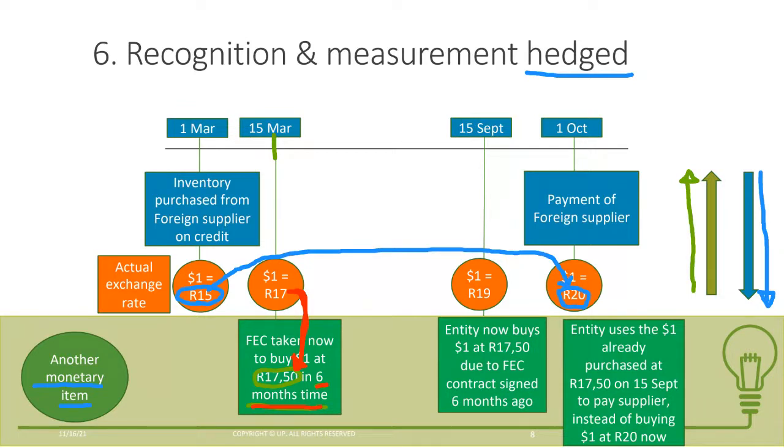So that's the reason why we would get into the agreement. And then what's going to happen now is at settlement date, we're going to give the bank 17 rand for every dollar. However, the bank is going to give us $1 in return. And on that date, the dollar is worth the spot rate.